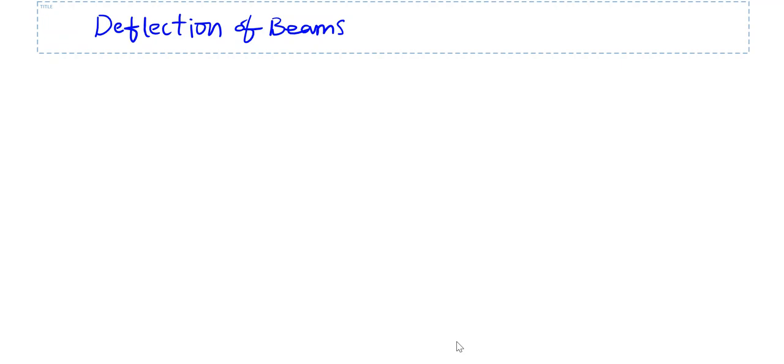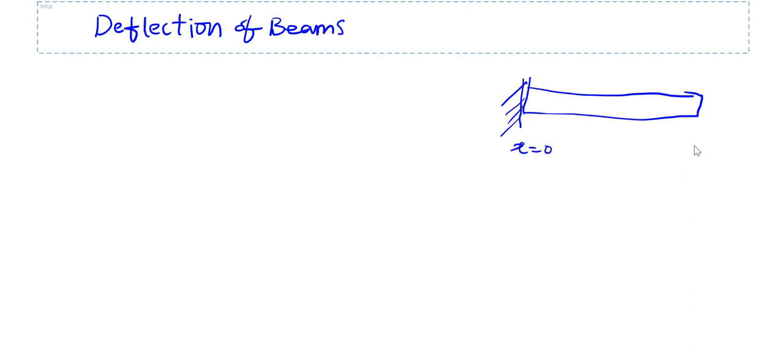In this video, I will talk about the deflection of beams. For that, let us consider a cantilever beam like this of any cross-section area. Let us say this is the cantilever beam which is fixed at one end. Here we have x equals 0 and x is L here, that is L is the length of the cantilever beam. Let us say some load is acting at the end, which is P.